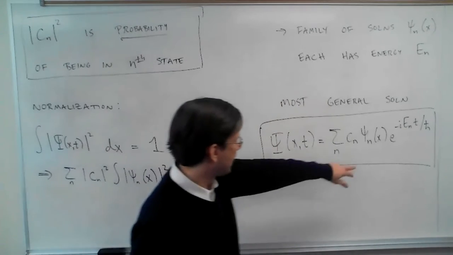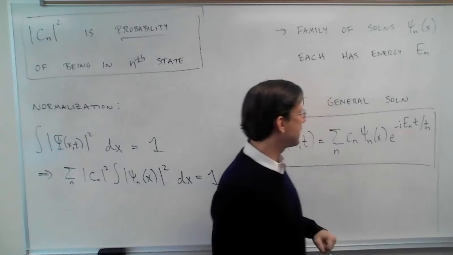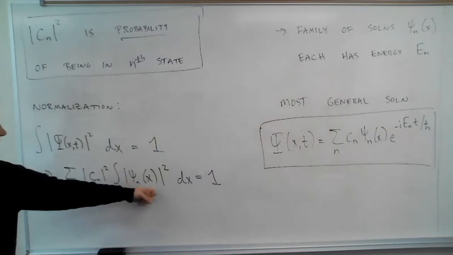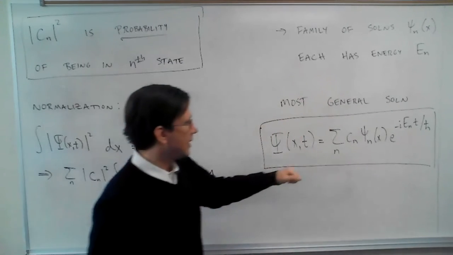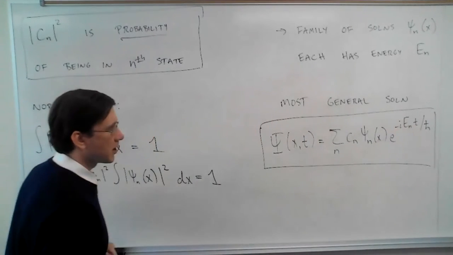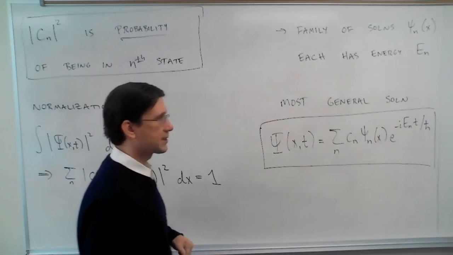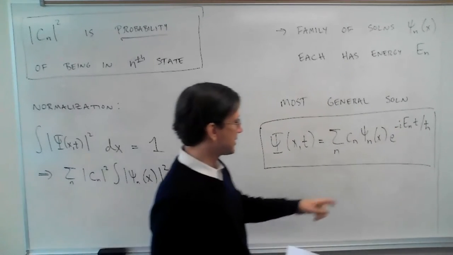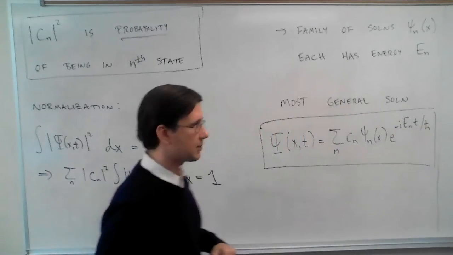Okay, and if you're wondering what happened to this e to the minus i E_n t over h bar term, when we're taking the magnitude squared, we get one term with an e to the minus i E_n t over h bar, and then we get a complex conjugate of that term, which is e to the plus i E_n t over h bar, and those cancel.